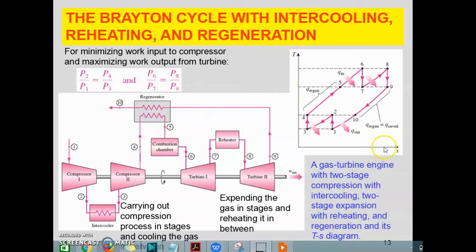So the TS diagram will become like this. This is the TS diagram. This is state 1. After you compress, the temperature increases, and then you put an intercooler between the two compressors. The gas will be cooled down and then compressed again. After that, the combustion process goes until state 6, and after expanding in the first turbine, there is a reheater between the two turbines, and we reheat the gas again. After that, it sinks in the exhaust. From state 9, there is the regeneration process, which recovers the waste heat from the exhaust.